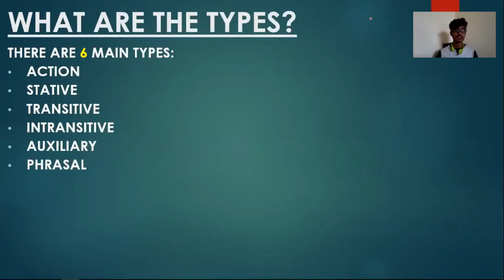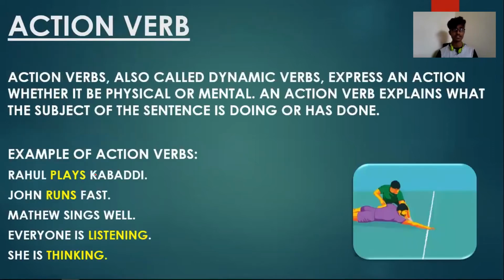These are action verbs, stative verbs, transitive verbs, intransitive verbs, auxiliary verbs, and phrasal verbs. Now, in this video, I will be covering the first five types, that is from action till auxiliary. The last one, phrasal, is a bit of a lengthy topic, so one of us will be covering it in the next video. Okay, let's get on with action verb.